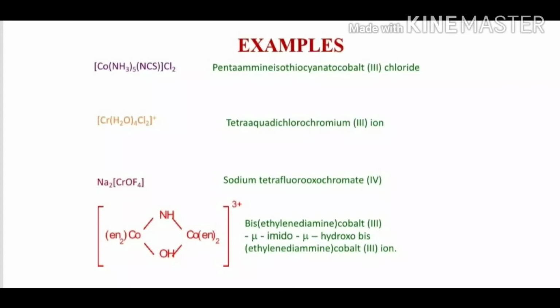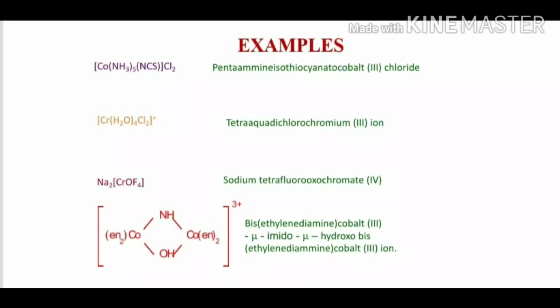So first the aqua ligand is a neutral ligand. 4 aqua ligands are present, and Cl2, it's 2 chloro ligands. Actually outside the bracket only 1 positive charge is present, and the aqua ligand is neutral. 2 chloro ligands are present, so it is 2 minus. So if it is 2 minus, the chromium will carry 2 positive charge.